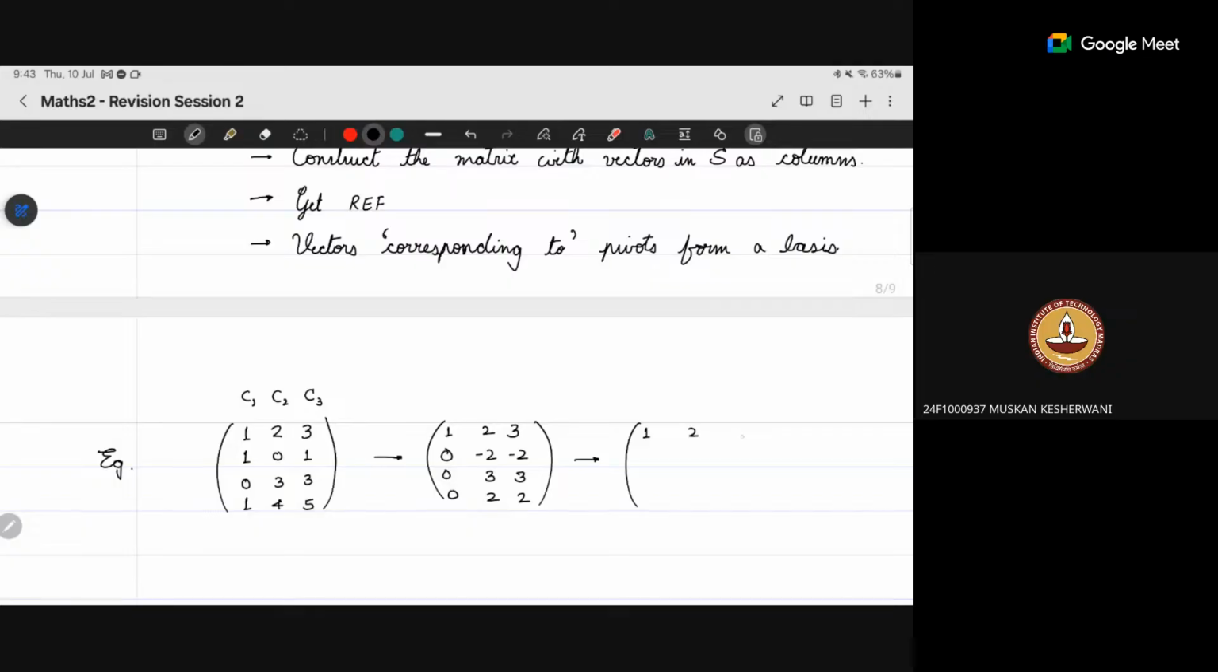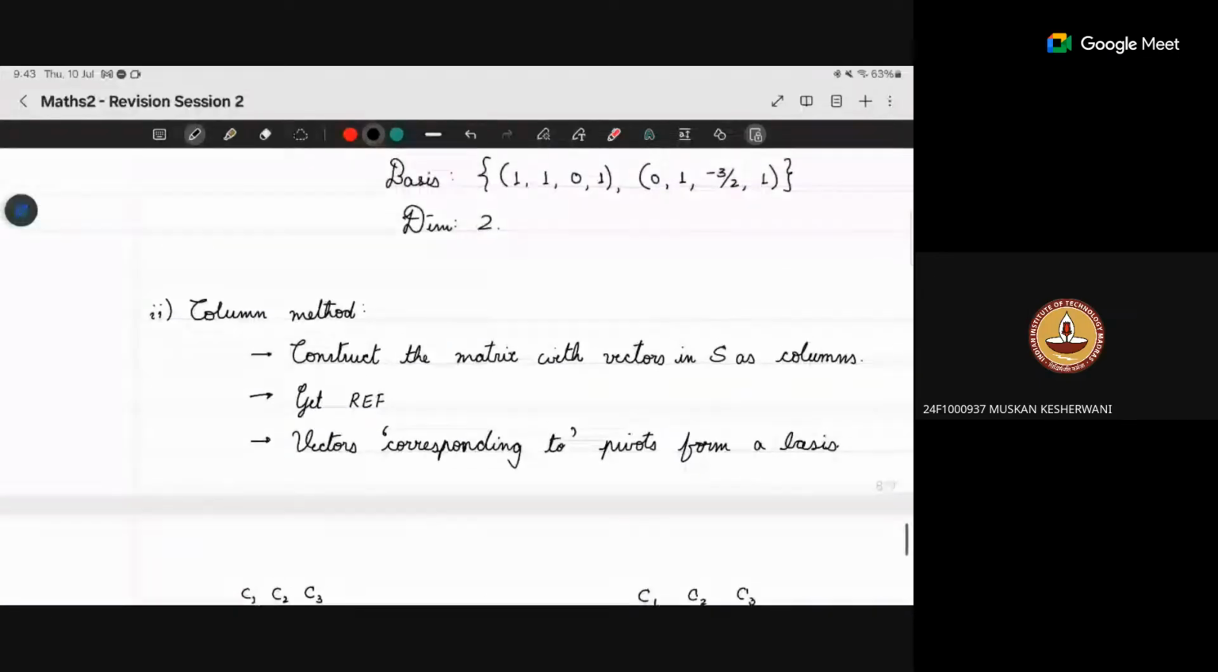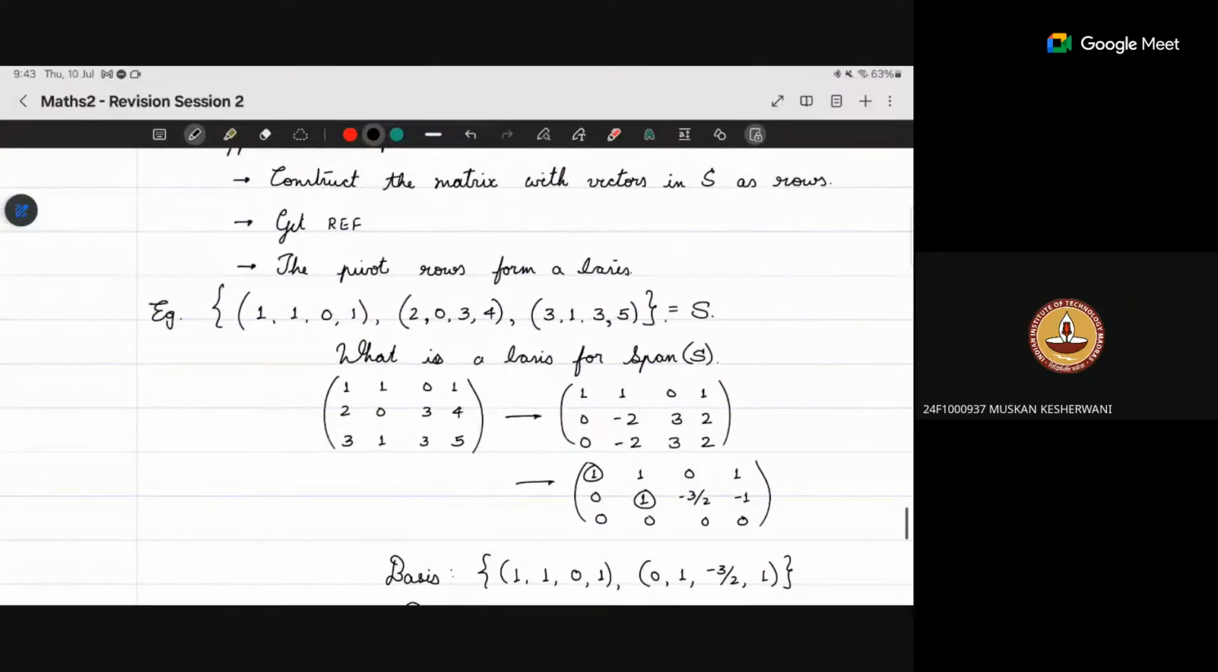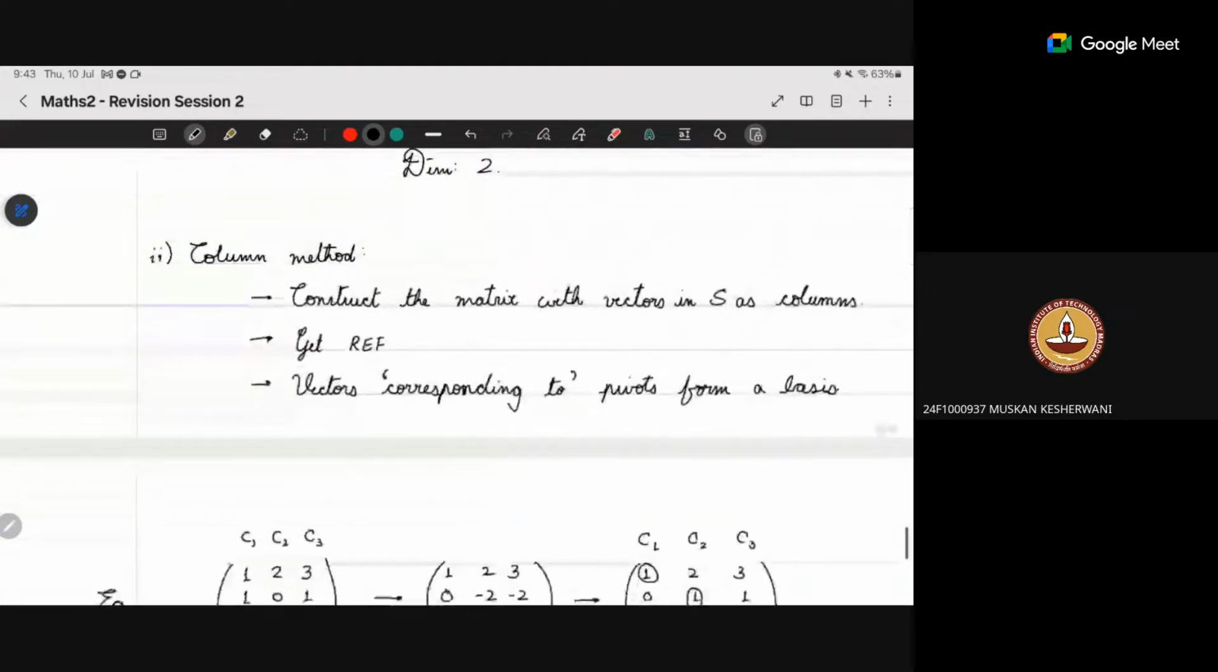And one step further. As expected, the number of pivots are the same. But what columns do they correspond to? Where are the pivots? So first and second. First and second are pivots. So the first and second vector from the set that you started out with, which is 1101 and 2034, forms a basis.